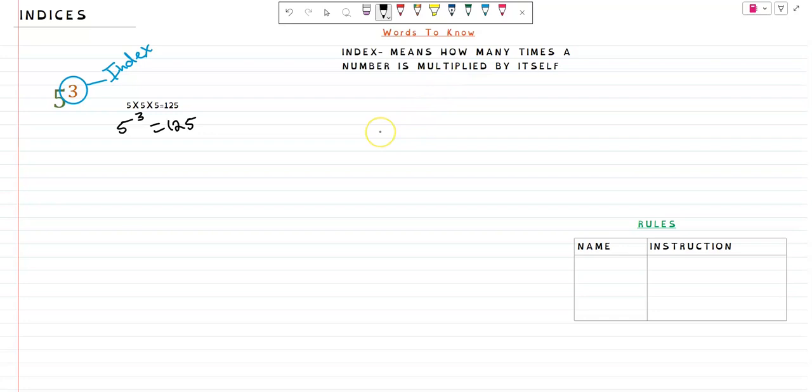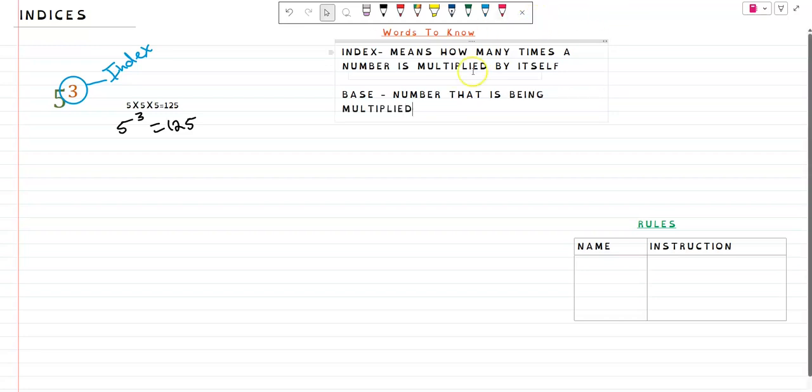Another word that we need to understand is the base number. What is the base? The base is a number that is being multiplied. And you guessed it, that would be the 5. So the 5 is the number that is being multiplied, which means this is the base.